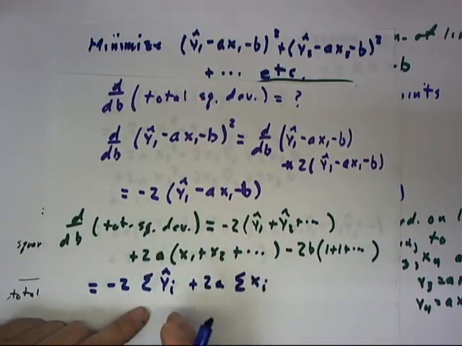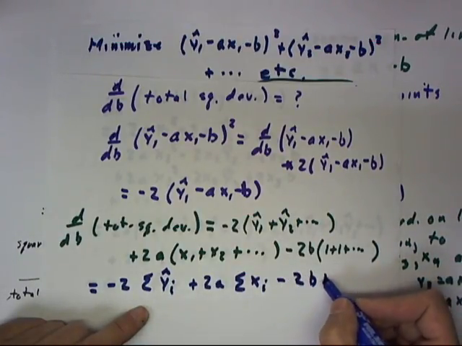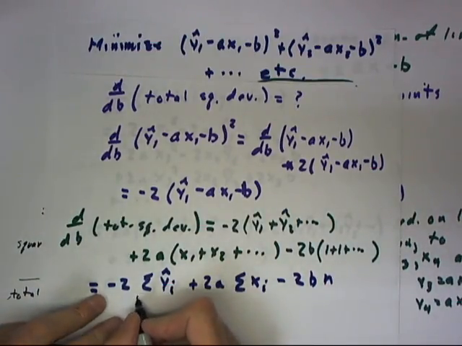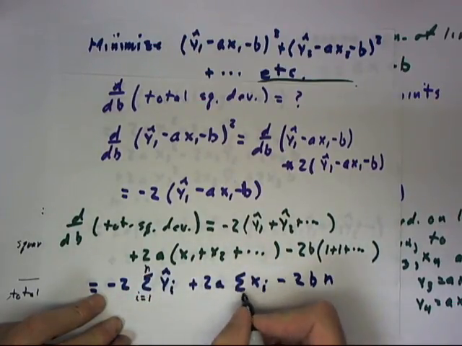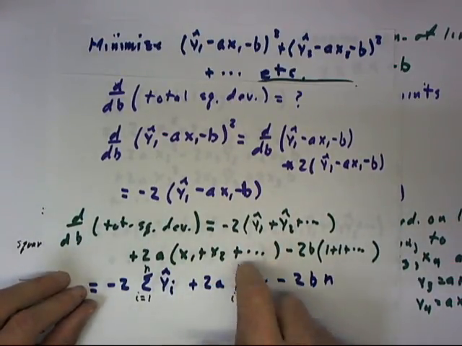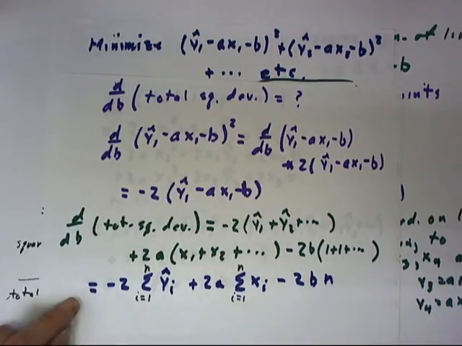Now these are your y hat values. That's a sum of all your observed y values. This is the sum of all your observed x values. And then this is -2b times n, where n is the number of data points that you've observed. And we can make this a little more complete by saying this is the sum from i equals 1 to n. This is the sum from i equals 1 to n. If we write this without the i equals 1 and n, it's simply understood that that's what we're summing over. But then this is our expression for the derivative with respect to b.